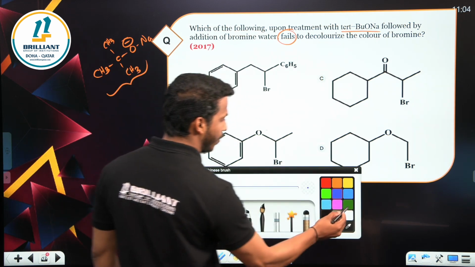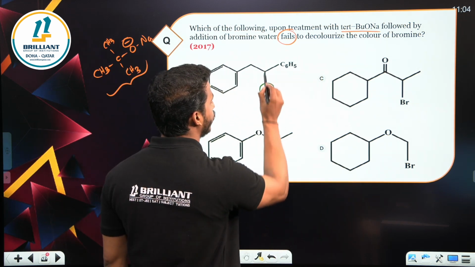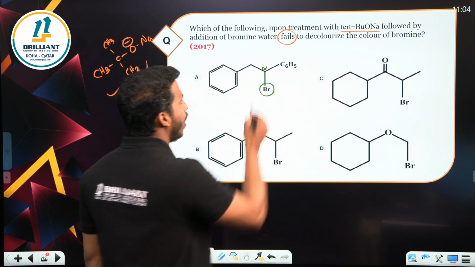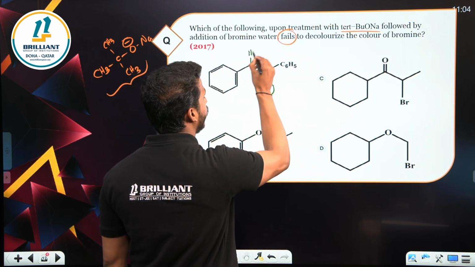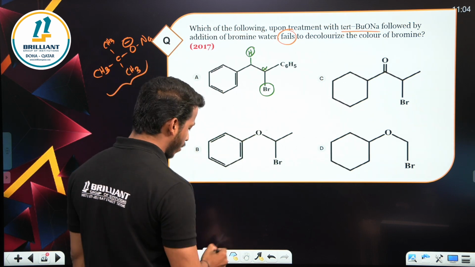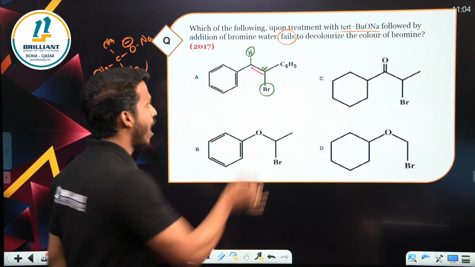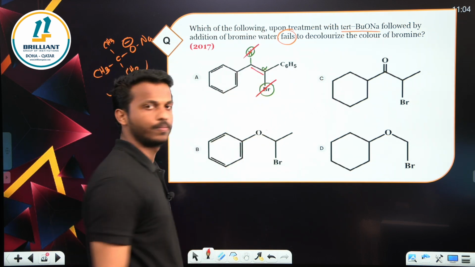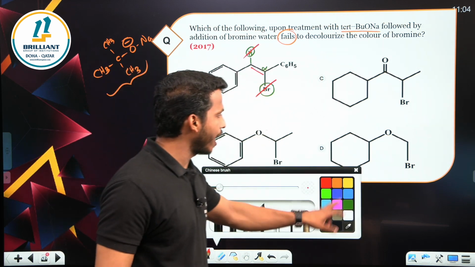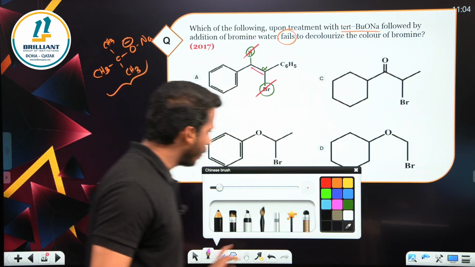What do you mean by beta elimination? Halogen you have to take from alpha, one of the hydrogens you have to take from beta, and you have to make a double bond between alpha and beta. Yes, you'll get this product after removing bromine and H. So here there is a chance to get a double bond. What about the second case, dear?